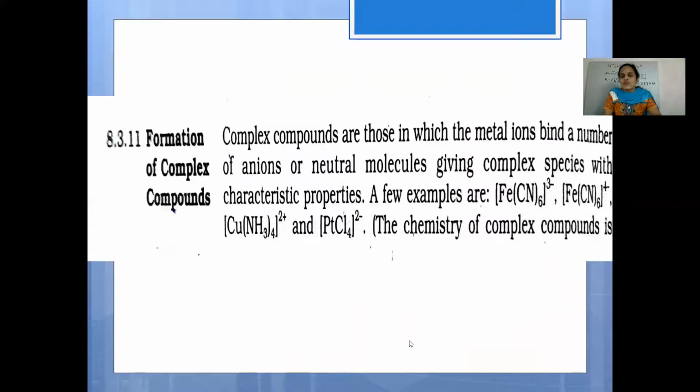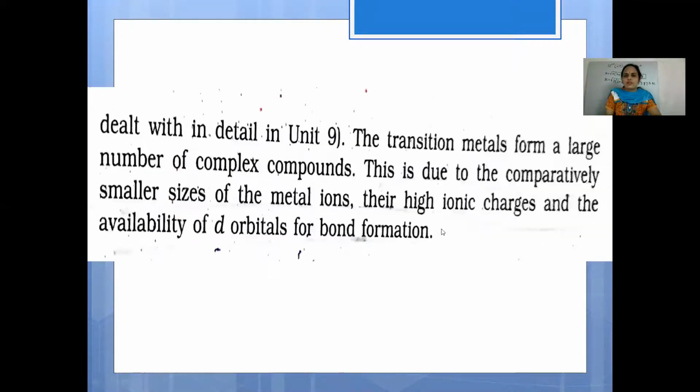Then formation of complex compounds. Complex compounds are those in which the metal ions bind a number of anions or neutral molecules, giving complex species with characteristic properties. A few examples are Fe(CN)6 3-, Fe(CN)6 4-, Cu(NH3)4 2+, PtCl4 2-, etc. You will read about these complex compounds in the next chapter, that is coordination compounds.